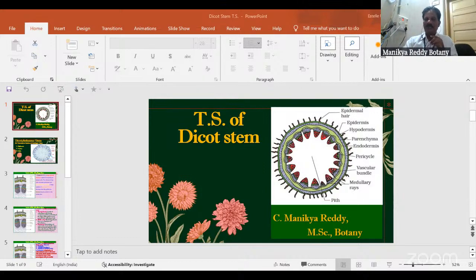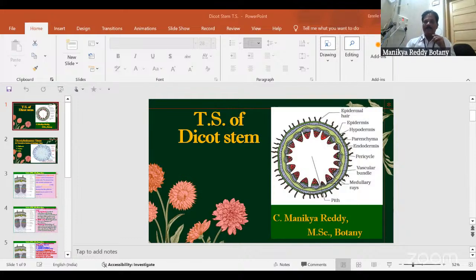Conjoint, collateral, open. Since there is a patch of vascular cambium present between xylem and phloem, this patch of cambium is separating xylem tissue and phloem tissue in dicot vascular bundles. That's why they are open type of vascular bundles. Open type of vascular bundles are there in the primary dicot stem.